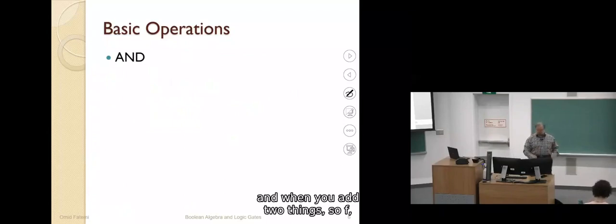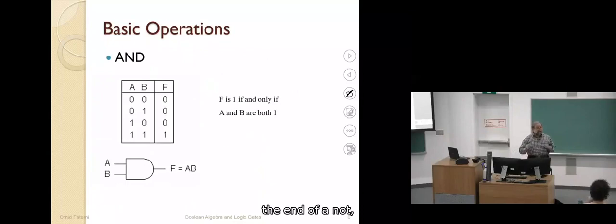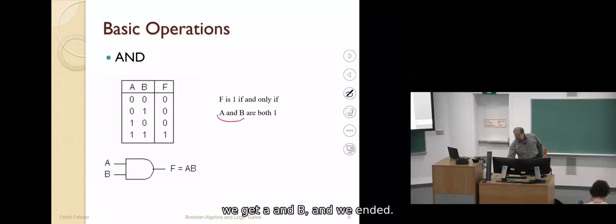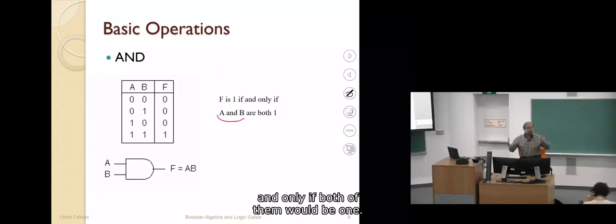When you AND two things, NOT, the invert, was one operand. So you get A, and the result would be A bar. But for AND, we have two operands. It is a binary operation, two operands are needed. So we get A and B, and when we AND them, the result would be 1 if and only if both of them are 1.